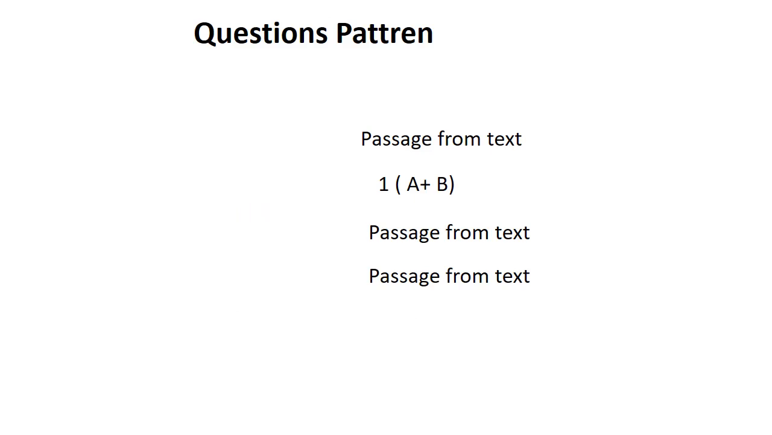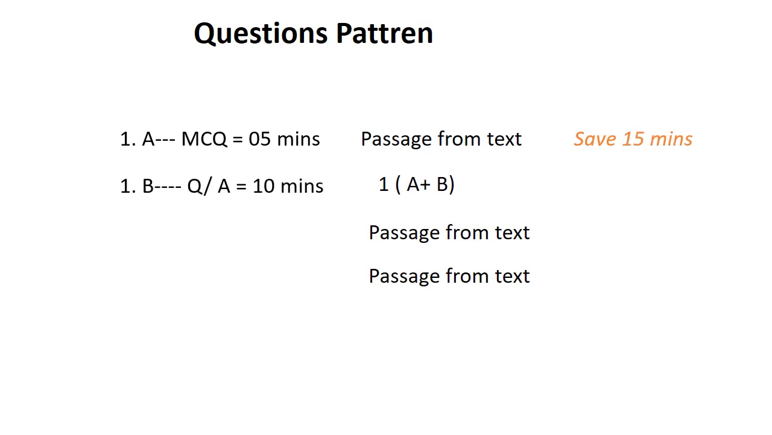Now come to the question pattern. Number 1A is MCQ. You can have 5 minutes for it, and there will be a passage taken from the text, and you can save 15 minutes there. Number 1B, question answer, and you can have 10 minutes, and this is also based on the first passage, that is, number 1 is A plus B.